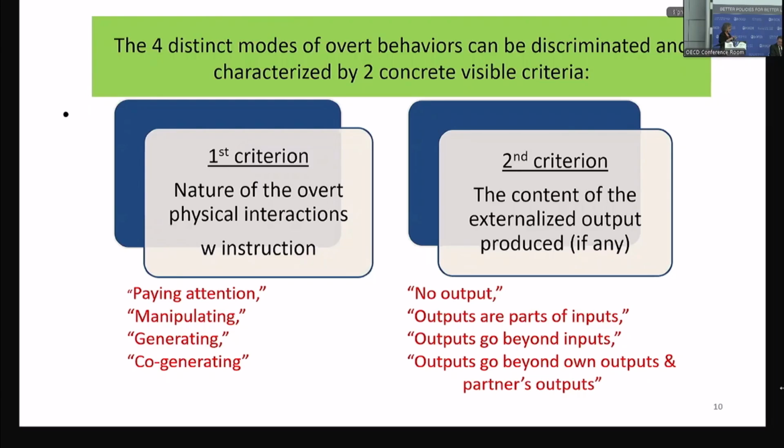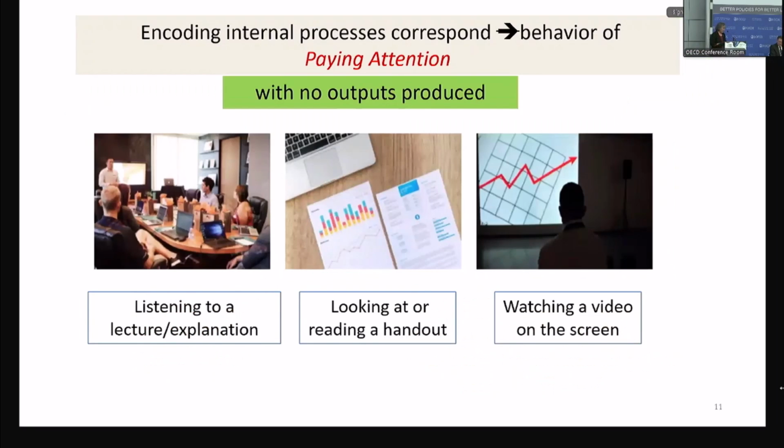So now let's put all this together. I'm going to illustrate it. Okay, so I'll give you some examples. So the encode internal process corresponds to the behavior of paying attention, which is what I said, which produces no output. Okay, so what are examples? You can listen to a lecture or explanation, you produce no output. You can look up or read some handout, you produce no output. You can watch a video on the screen, you produce no output. So this is the encoding stage, or the stage of paying attention.